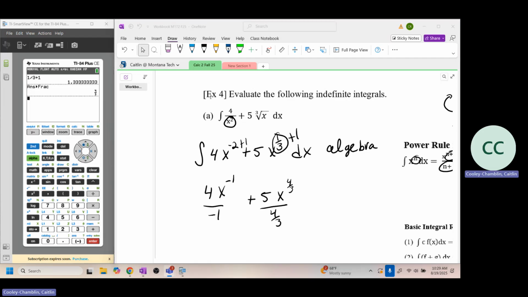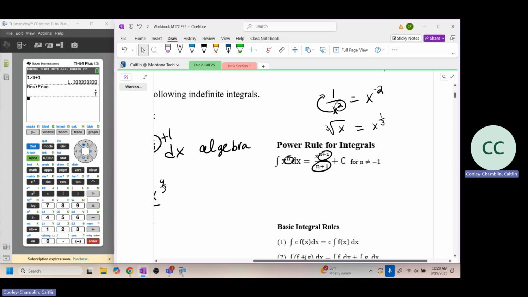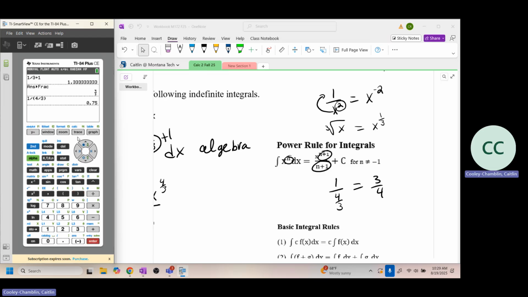Okay. And I do want you guys to remember from algebra. I know I keep saying, remember from algebra. I'm going to come off to the side. If I divide by a fraction, like 4/3, that this is really 3/4. So again, you can do that in your calculator. 1 divided by 4/3 is 0.75. So math, fraction, 3/4.